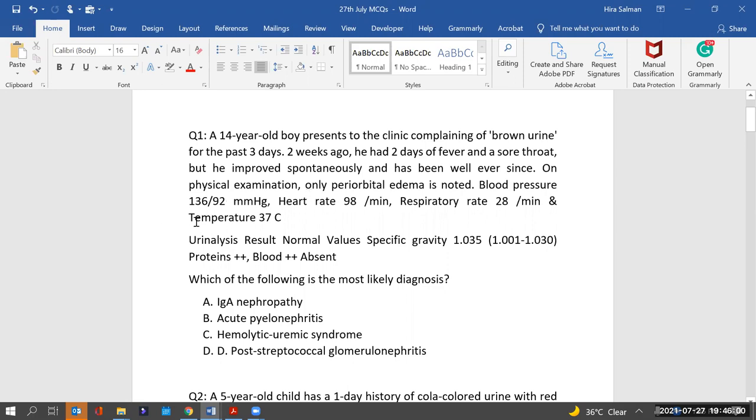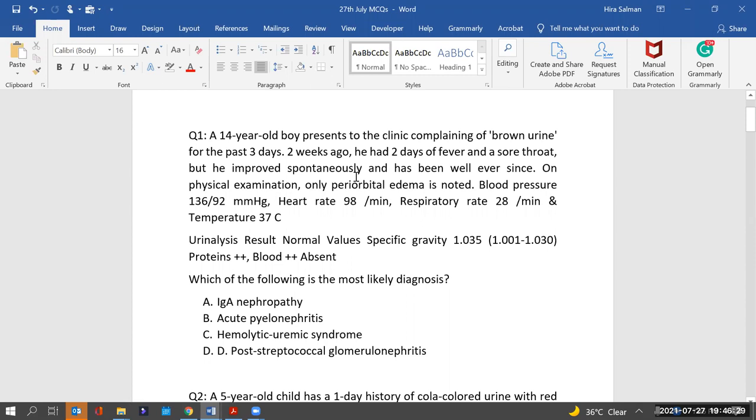Now, blood pressure is 136/92 for the child. This blood pressure is on the little higher side. Heart rate is okay. Respiratory rate is 28, which is slightly higher. Temperature is okay. So we cannot say that this child is hypertensive, a 14-year-old child, but again, the BP is on the higher side. He is having this brown colored urine, plus he was having this sore throat infection.